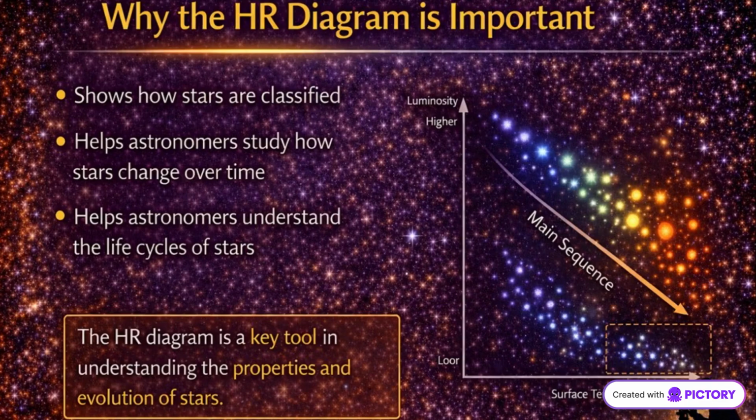The HR diagram is a key tool in astrophysics. It helps astronomers classify stars, study how stars evolve over time, and understand the different stages in the life cycle of stars. Thus, it provides a comprehensive picture of stellar properties and evolution.